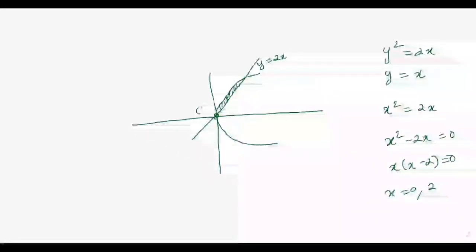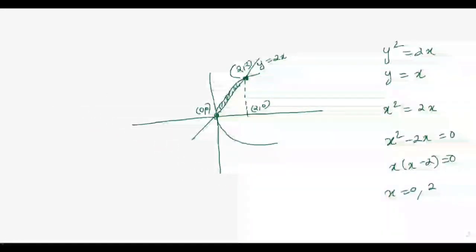So x equal to 0, so 0, 0. X is equal to 2, this point is x is equal to 2, isn't it? So that will be 2, 2 because x equal to y is one equation, isn't it? So what will be this point? This point will be 2, 0. So you have to find the area under this curve and then subtract the area under this triangle. That will be the answer, isn't it?